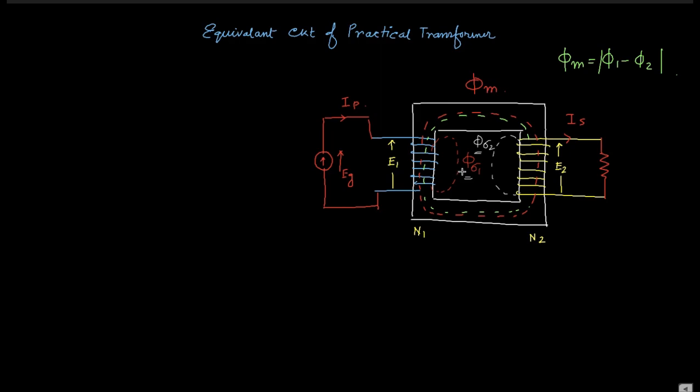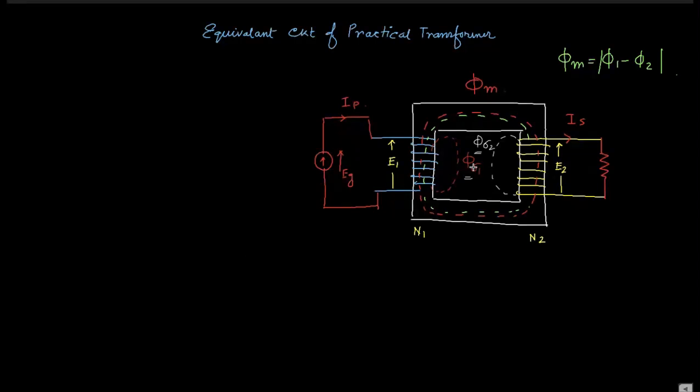If this phi sigma 1 were linked with any other coil, then it would be capable of producing some EMF. Why? This is due to Faraday's laws of electromagnetics. If there is a phi and you put one coil inside it, some current will flow through the conductor, that is Ampere's law, and if there is a phi, then there is some induced EMF inside the coil, that is Faraday's laws of electromagnetics.